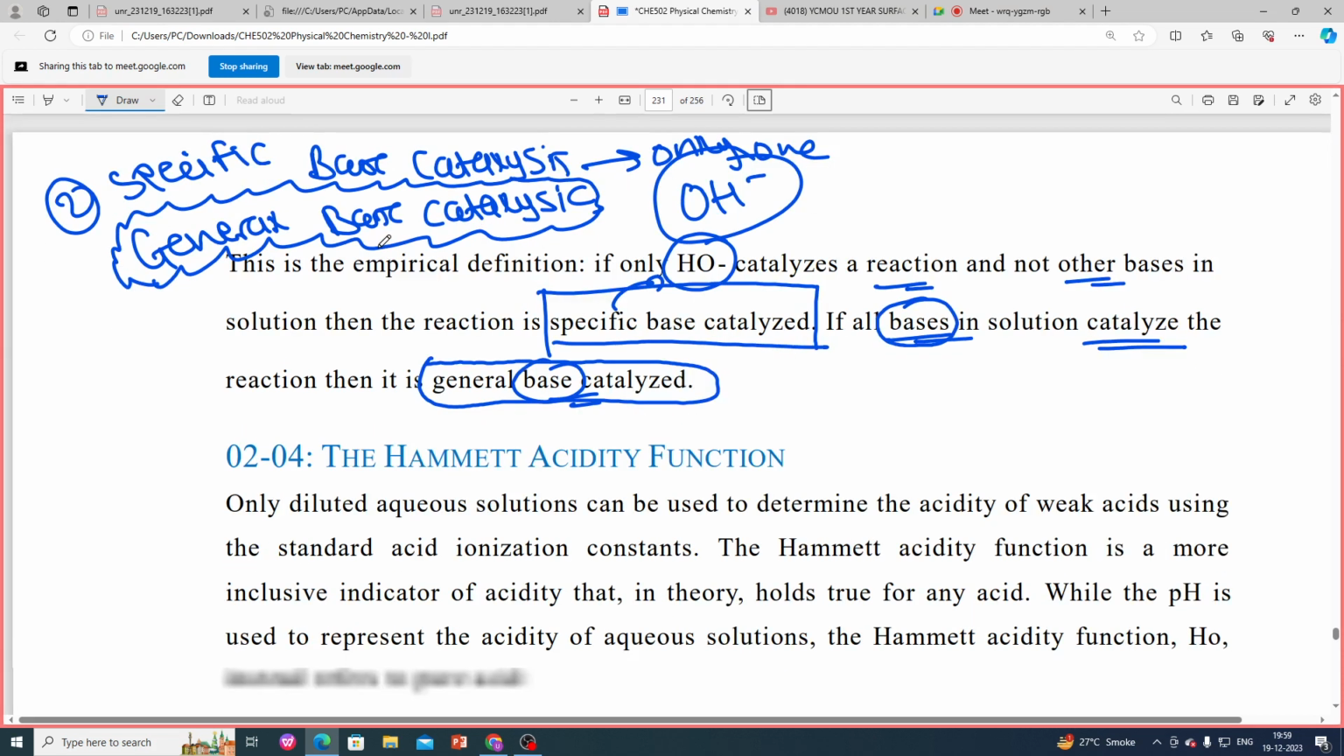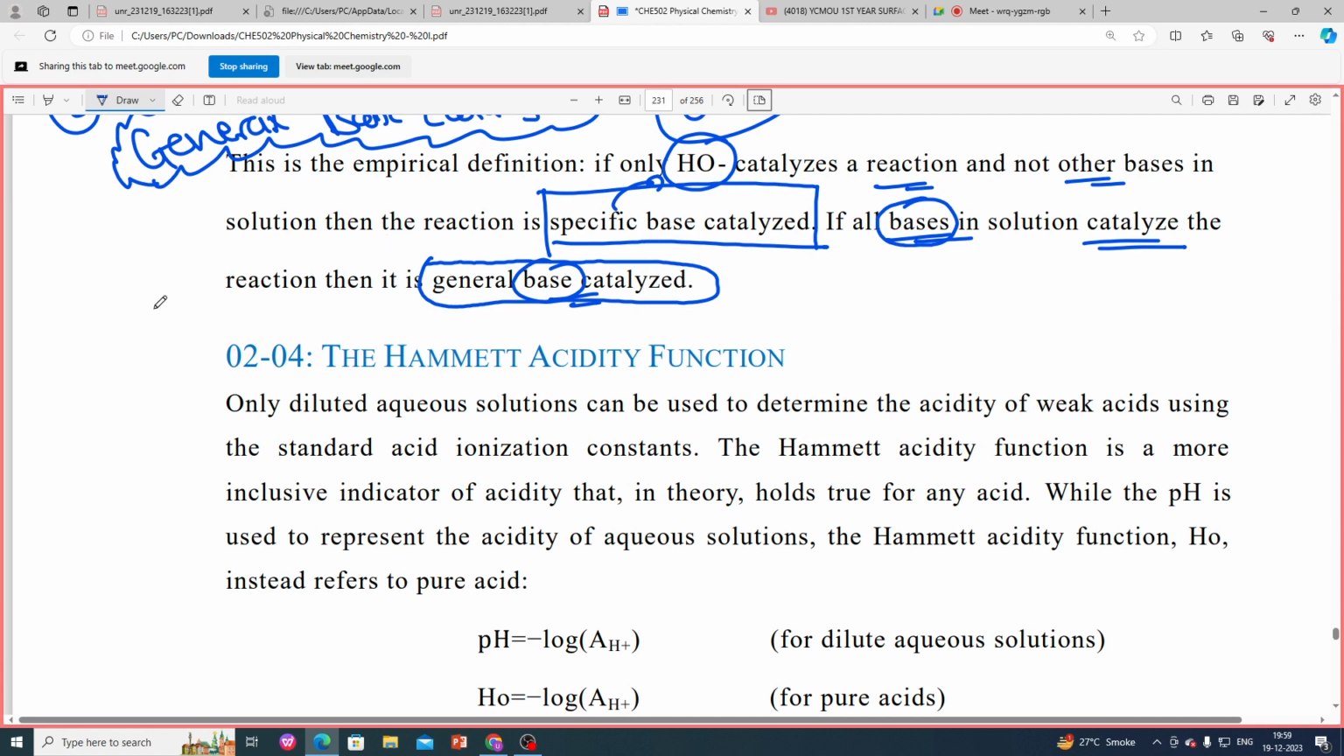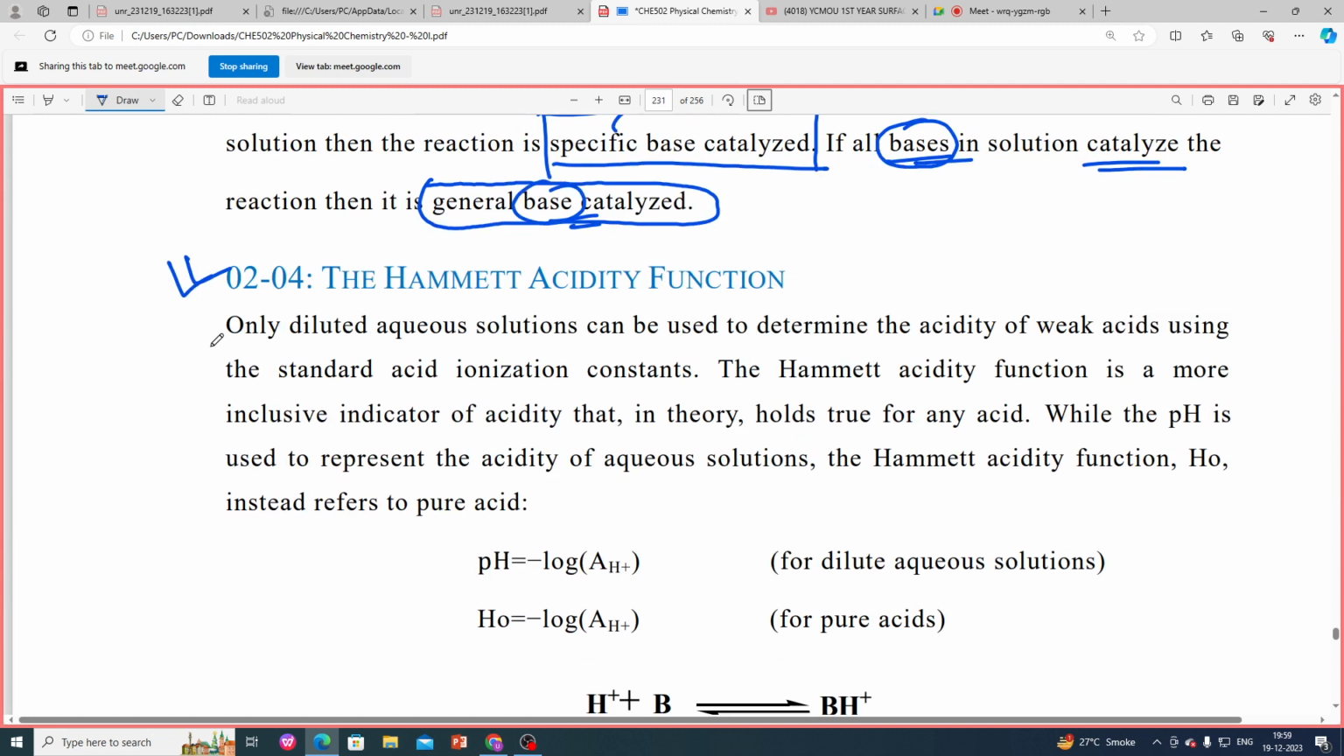Okay, next point is the Hammett acidity function. Is the voice coming through clearly? Give the reply. Okay, the presentation that is running is clearly visible. Now we move toward the next point, that is the Hammett acidity function.